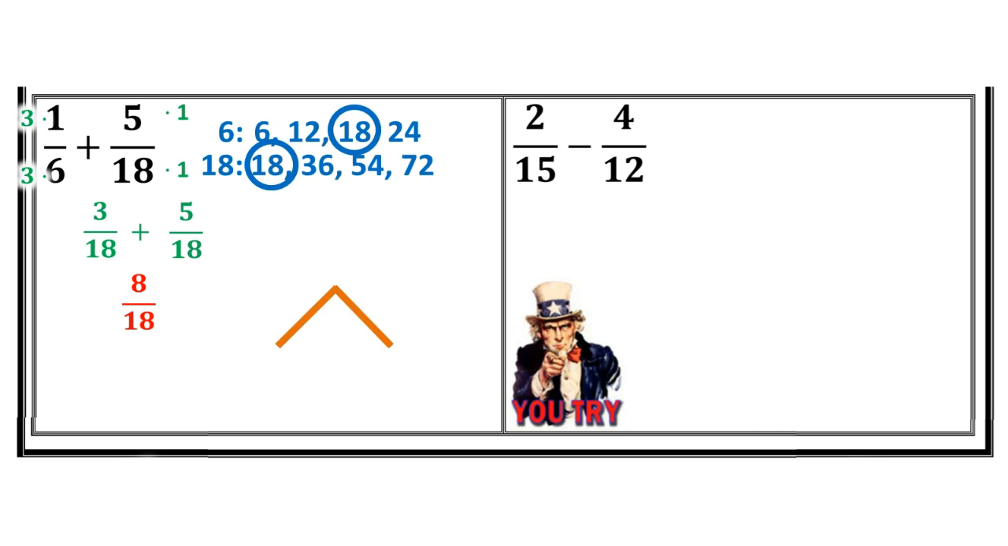I'm going to set up my factors. 1 times 8 is 8. 2 times 4 is 8. 3 is not a factor.